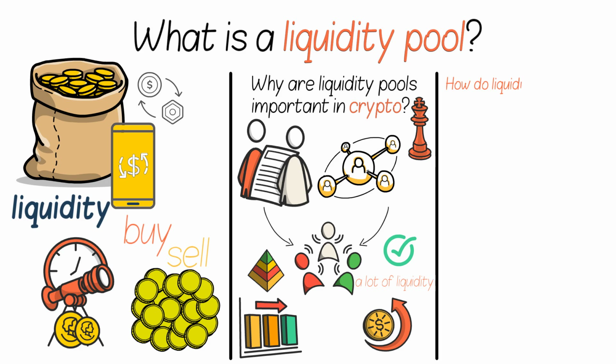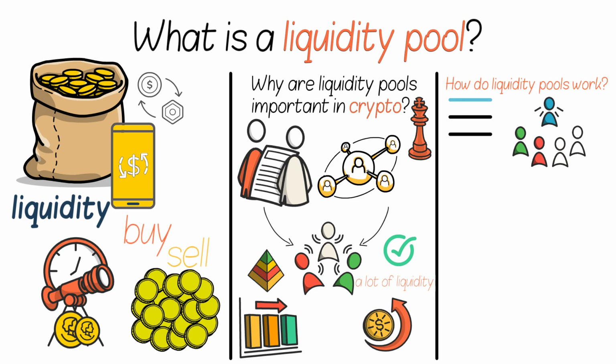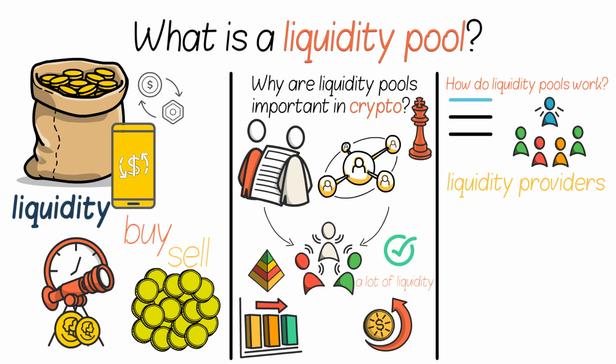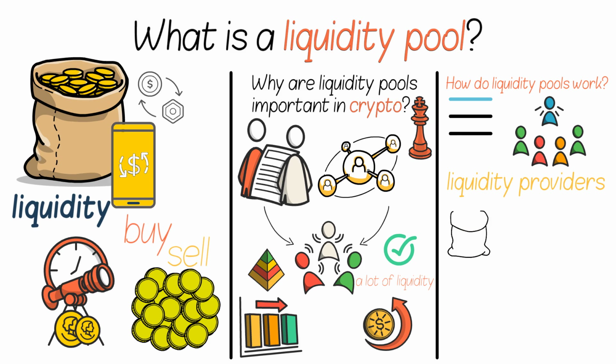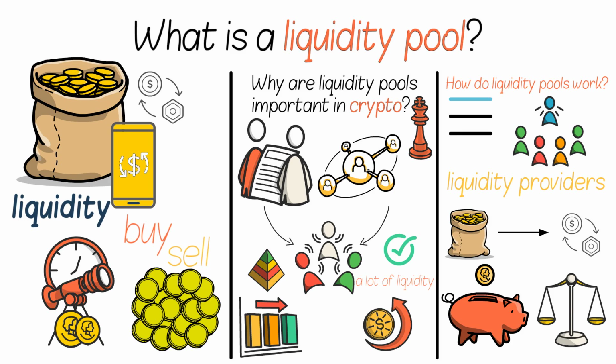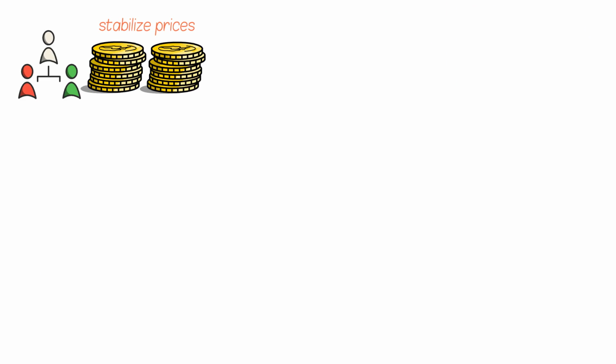Now, you might be asking yourself, how do liquidity pools work? Well, there are a few different ways that liquidity pools can work, but in general, they all work by having a group of people who are willing to buy or sell an asset. These people are called liquidity providers. The liquidity providers will put their money into the liquidity pool and then they will trade with each other. This trading activity helps to provide liquidity to the market, and it also helps to stabilize prices.